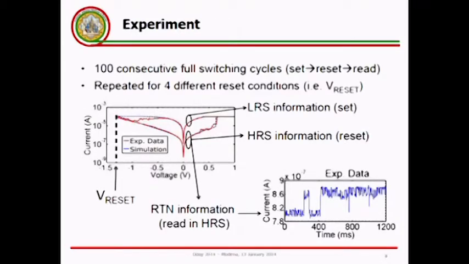So now I will show you the main experiments I carried out during this year. We repeated 100 consecutive full switching cycles, each of which is composed of a set operation driving the device to the low resistive state, which is the right part of the butterfly curve. You can see it there. And a reset operation, which is the left part, the negative voltage ramp that you see on that butterfly, setting the device to the high resistive state. And then in this state, we also performed a readout operation, which is simply current sampling over time to retrieve RTN information.